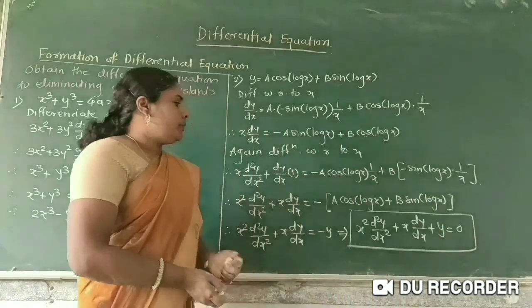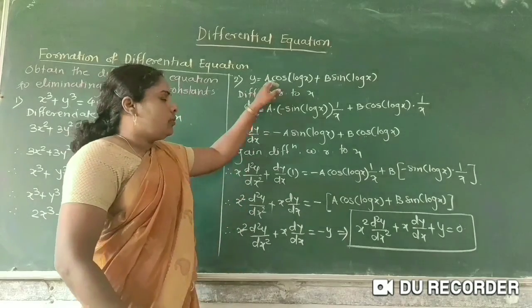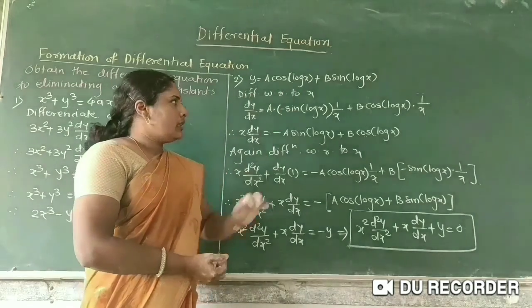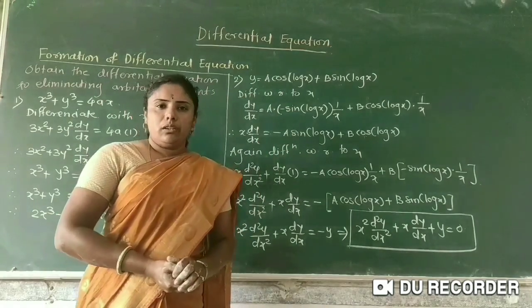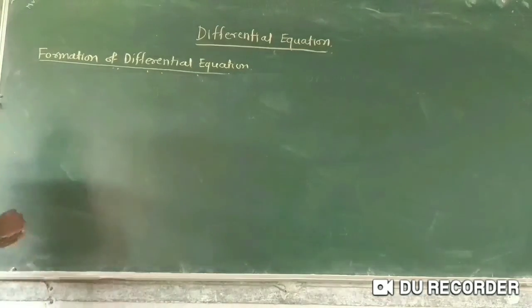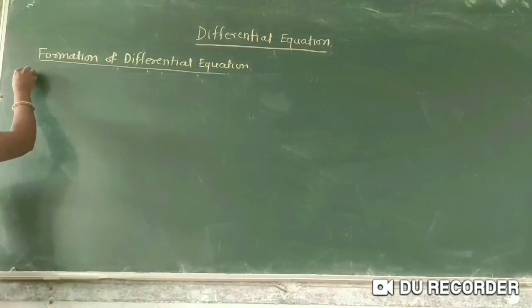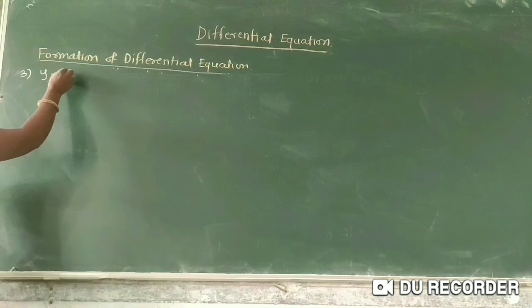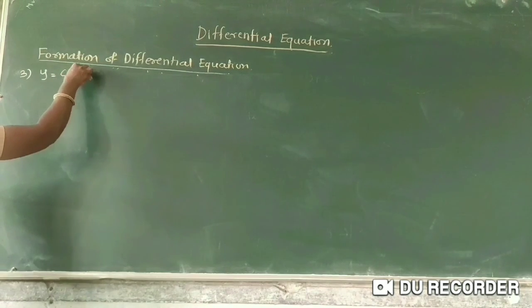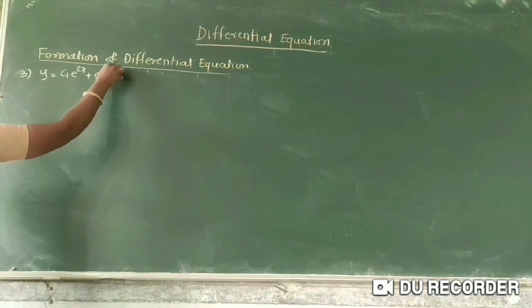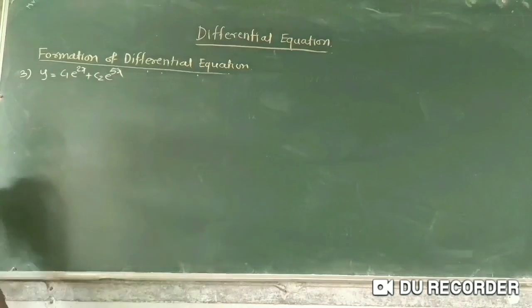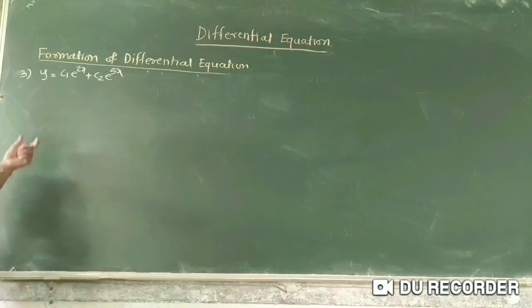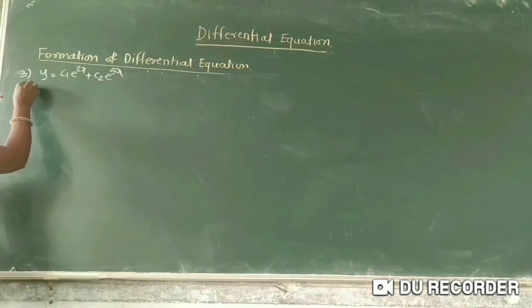This is the differential equation of the equation y is equal to a cos log x plus b sin log x. Next, third example is y is equal to c1 e raised to 2x plus c2 e raised to 5x. Here c1 and c2 are two arbitrary constants. Differentiate this equation with respect to x.